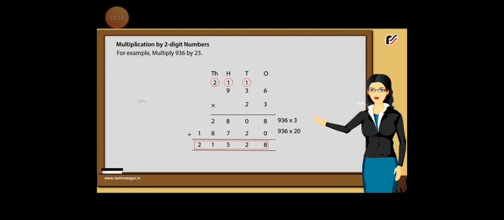Okay, next, 2 is at the 10's place, that means its value is 20. So then we will multiply 20 with 936. Okay, so this is how we are going to solve it, and after finding the multiplication of both, we will add those numbers and the answer will be 21,528.